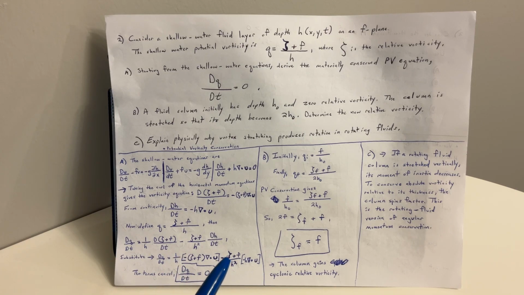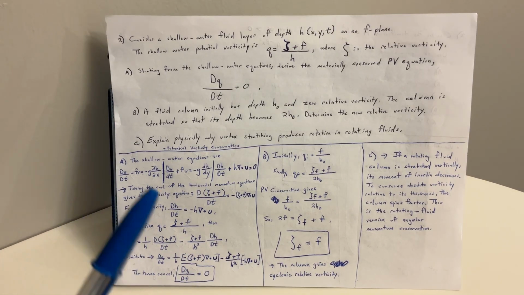By the way, that's a zeta right there I'm pointing to. Sorry about my horrible drawing there. And these terms are going to cancel. We're going to wind up with dq dt is 0. Okay. And I omitted a lot of intermediary steps with the algebra and computation. So B, a fluid column initially has depth h naught and 0 relative vorticity.